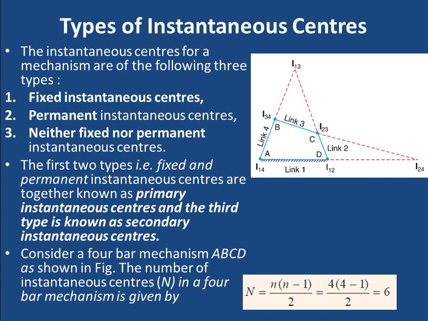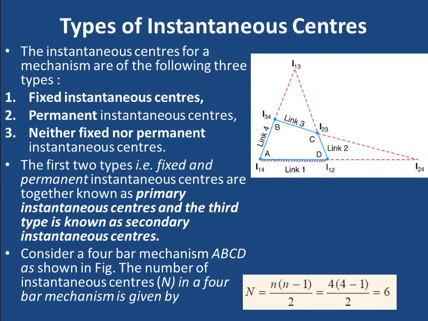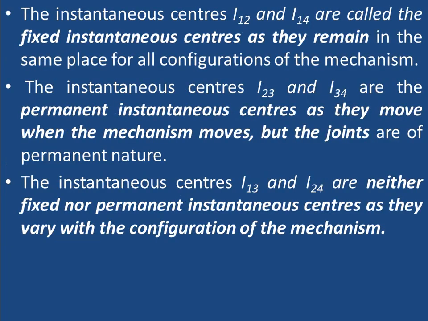And instantaneous centers I23 and I34, that is at the top side, this is I23 and this is I34, at points B and C. In this case they are known as permanent instantaneous centers, as they move when the mechanism moves, but the joints are of permanent nature. So even if B and C move when the mechanism gives the motion, the location of that I center will be the same, only the position will change, but the I center is always I34 and I23. So that's why they are known as permanent I centers, as they move when the mechanism moves.